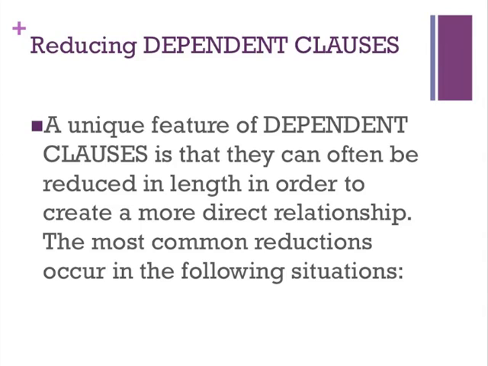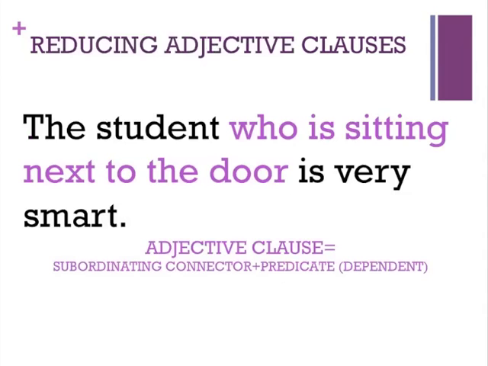Now, a unique feature of dependent clauses is that they can often be reduced in length in order to create a more direct relationship. Now, the most common reductions occur in these following situations. First off, let's talk about adjective clauses and go back to our original example of the student who's sitting next to the door. So notice we have our typical adjective clause following the noun it's describing.